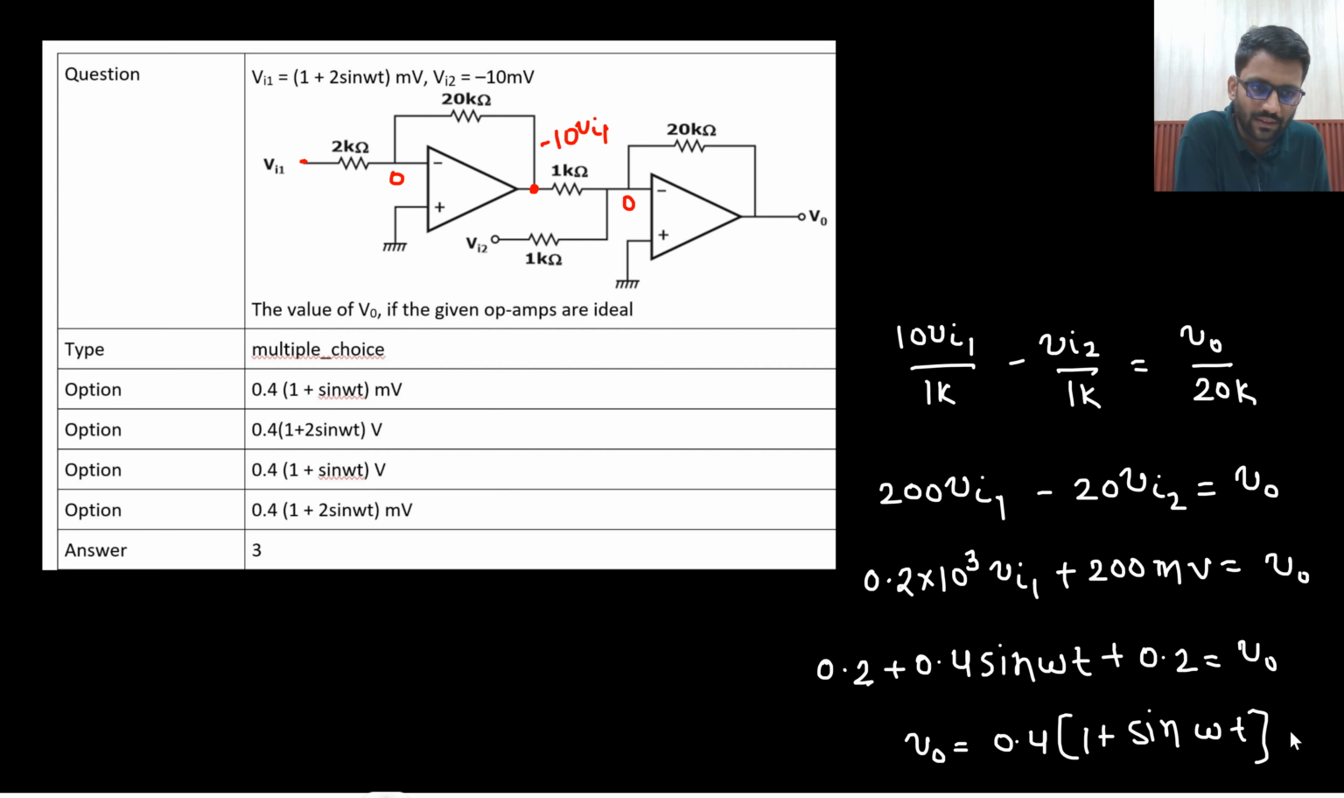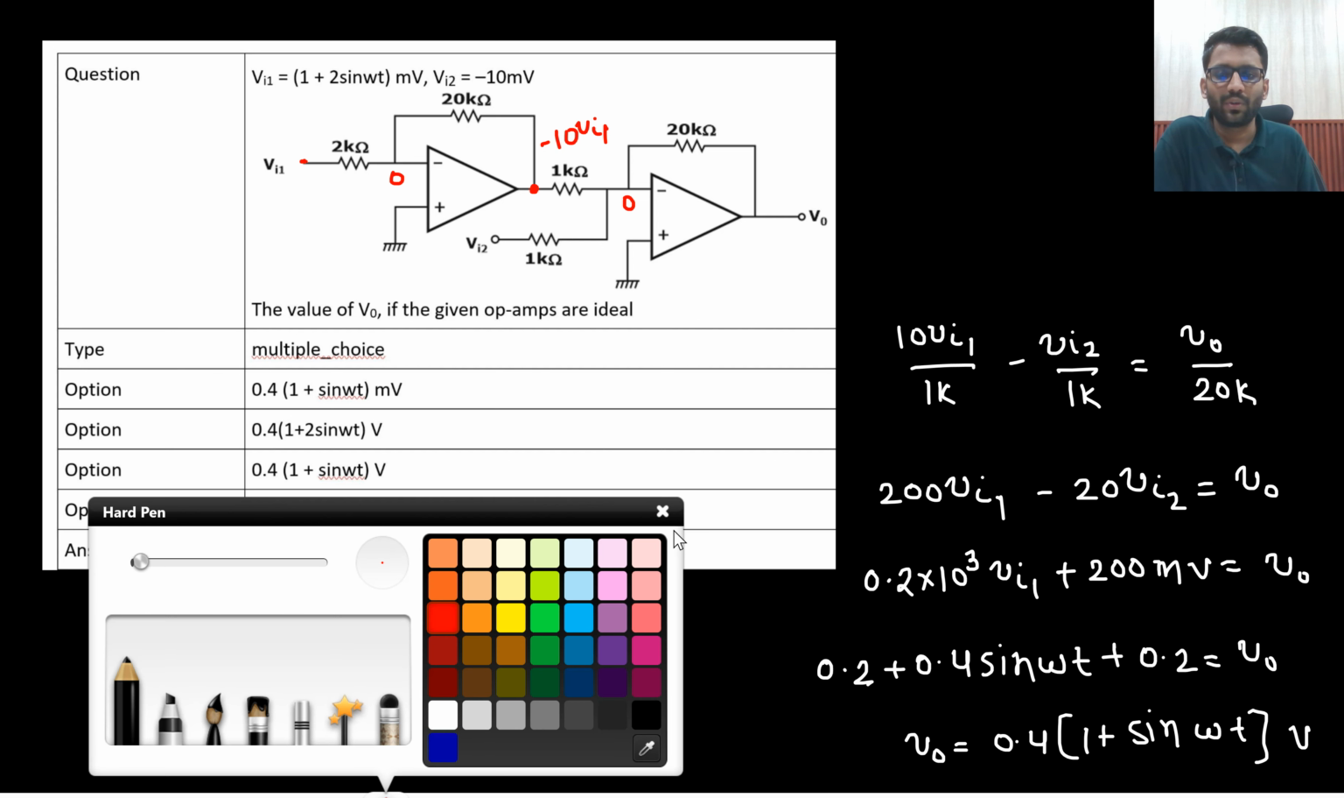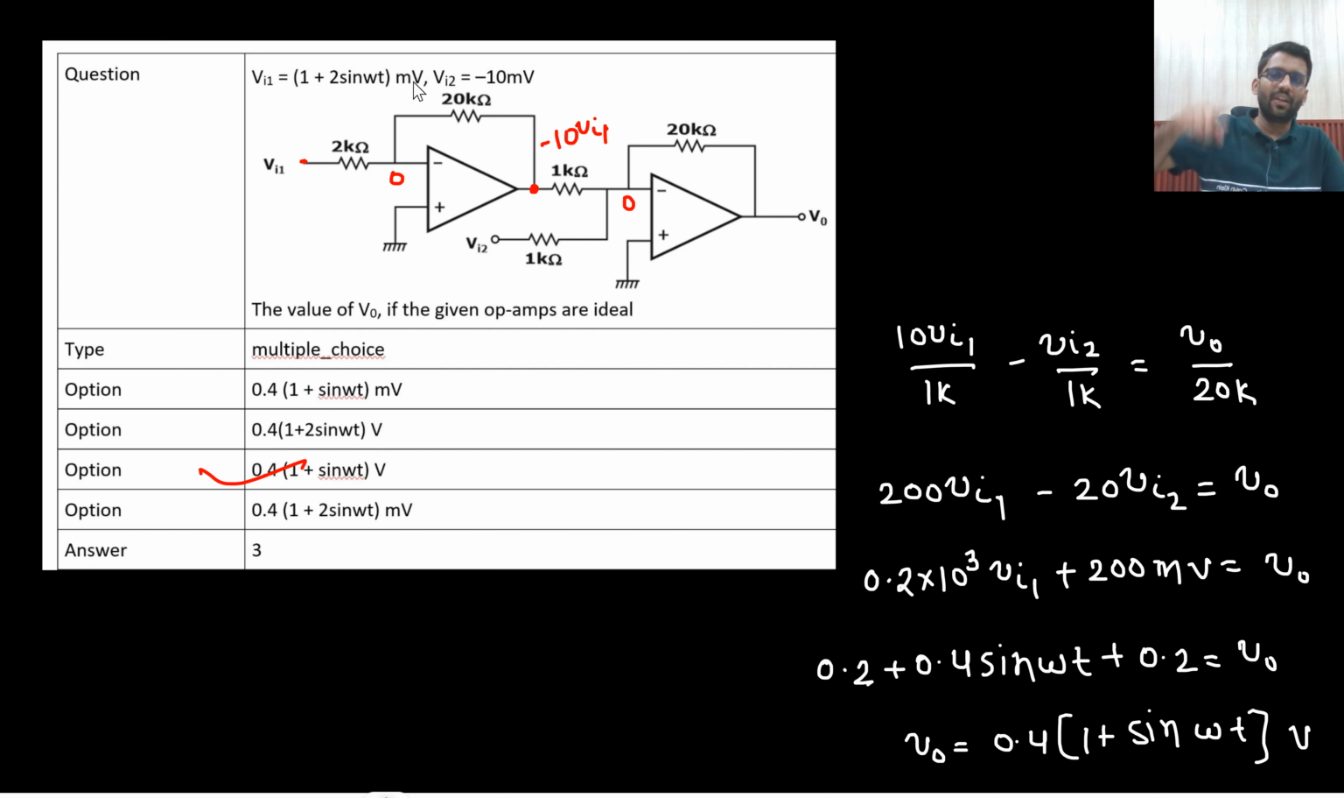This is the answer. That's it. 0.1 into 1 plus sine omega t. So calculation you need to take care. Millivolt is there, 10 to the power minus 3 is there, and here you have 10 to the power plus 3, so 0.2 only you are getting. So 0.2 into 0.2 plus 0.4 sine omega t plus 0.2. Just a calculation was the main issue.